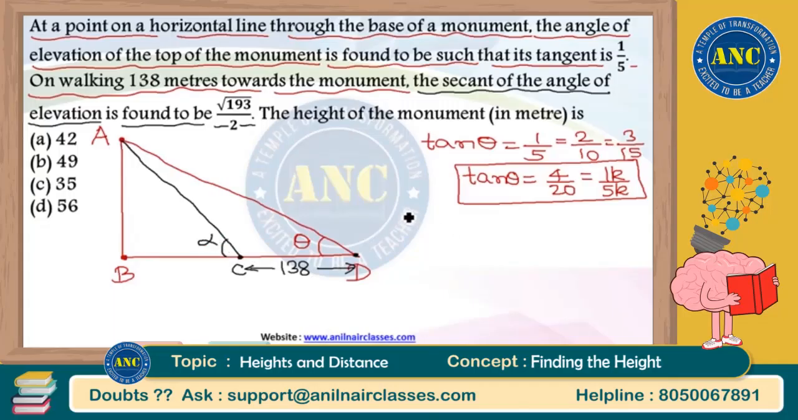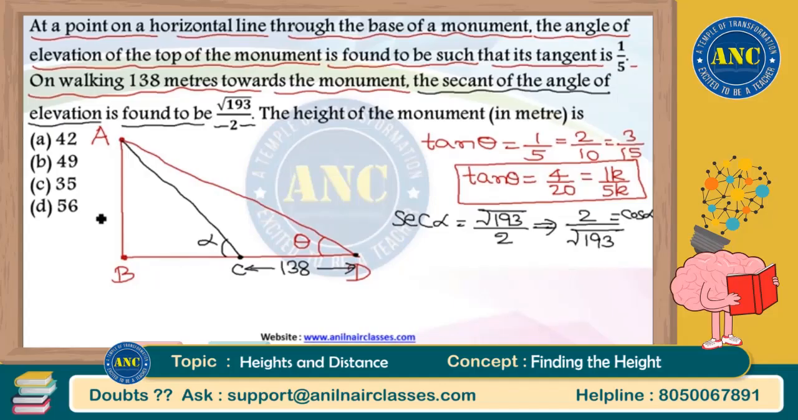It is given that secant alpha is root of 193 divided by 2, or in other words, cos alpha is 2 by root of 193. Cos alpha is the reciprocal of secant alpha. Find the height of the monument. That means they are asking you to find the height AB. AB value is what they are interested in finding.